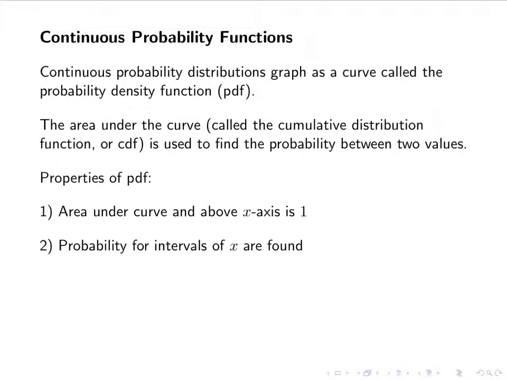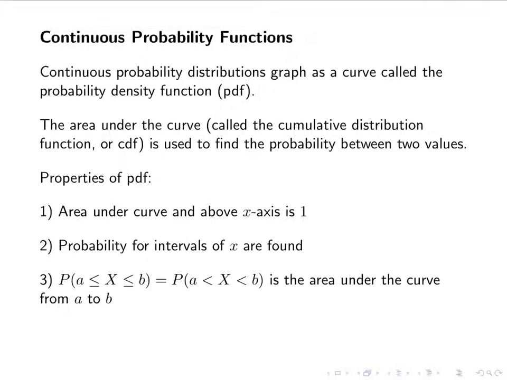And we look for probabilities of intervals of x, so not just x equal to a number, but x between two numbers. And the probability that a is less than or equal to x, which is less than or equal to b, is equal to the probability that a is strictly less than x, which is strictly less than b, or any combination of the two. So when we're talking about continuous probabilities, whether it's less than or equal to or greater than or equal to doesn't matter. The answers are all going to be the same. And these are equal to the area under the curve from a to b. And then lastly, the probability that x equals some number is 0.